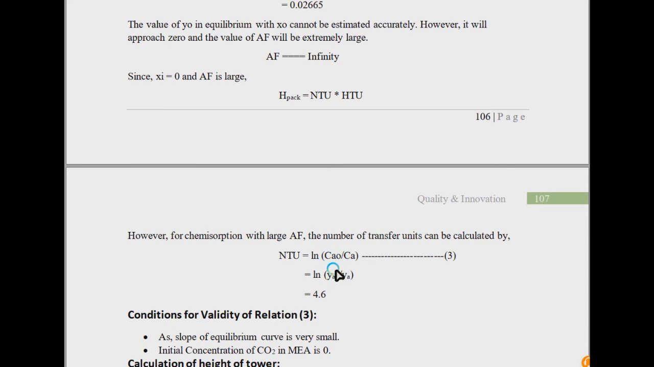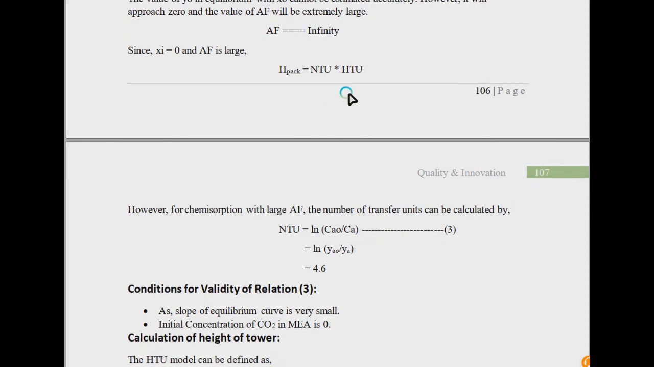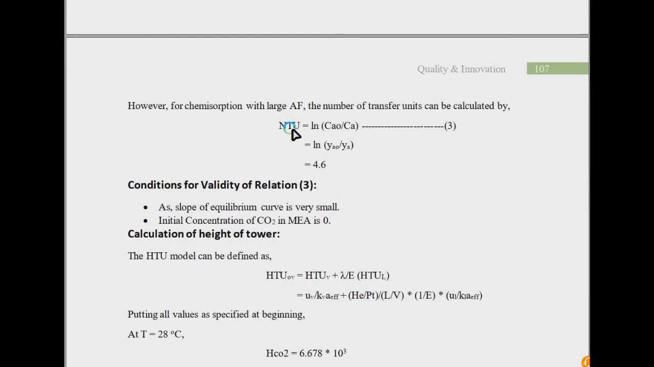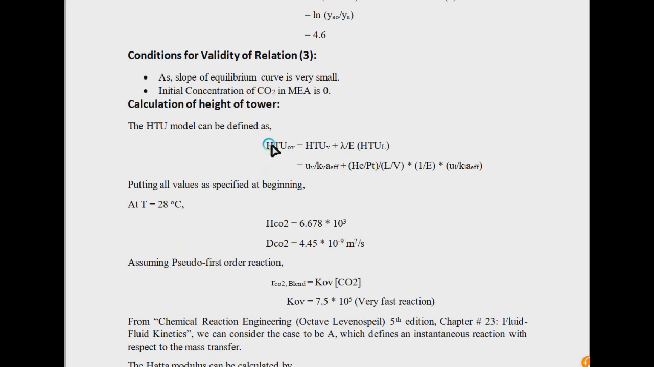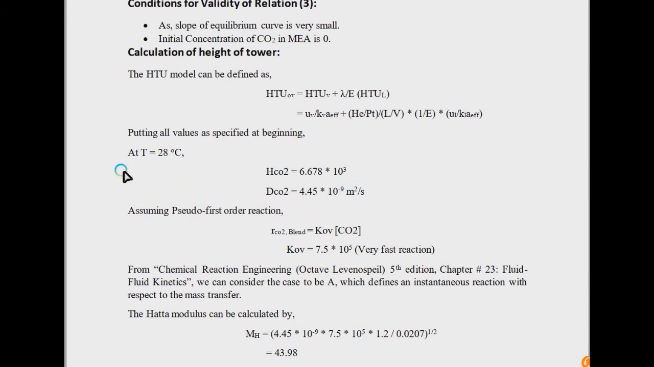But here it actually comes out to be the same, so I have concluded both here, and my NTU based on this formulation comes out to be 4.6. Now the height of transfer unit needs to be calculated. The height of transfer unit formula is defined above. I have 28 degrees centigrade, and I have a temperature-based relation of Henry constant and effective diffusivity.